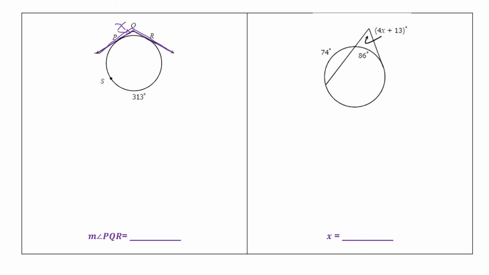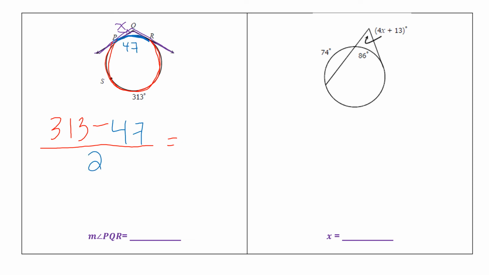So the first, the outside arc, is going to be PSR. That's that big giant arc that we know is 313. Then I need to subtract that inner arc, PR. They didn't give me the measure, but I do know that PSR and arc PR together make up the entire circle. So to find the measure of arc PR, I'm going to do 360 minus 313, which is 47, so I can subtract 47.